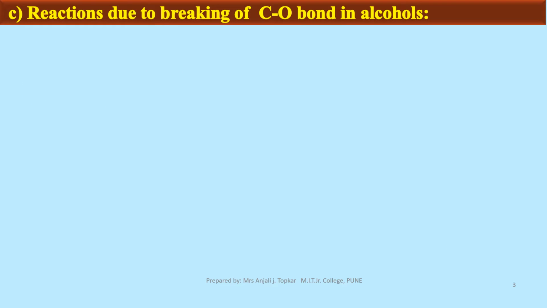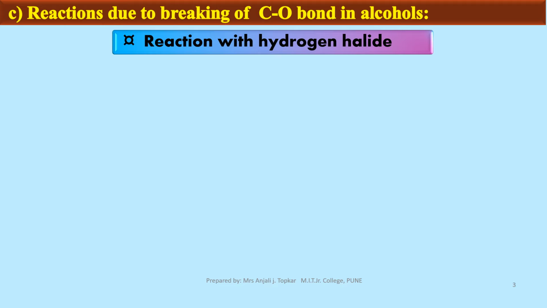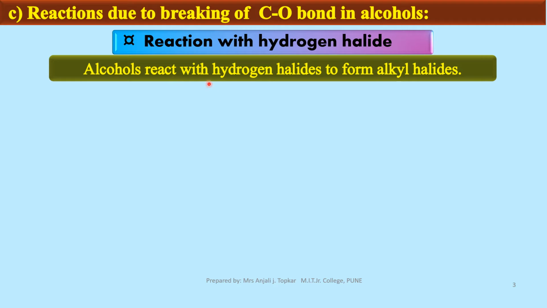Dear students, let's begin with the reactions due to breaking of C-O bond in alcohols. We are going to see here reaction with hydrogen halide. Alcohols react with hydrogen halides to form alkyl halides. ROH is the general formula of alcohols. When it is treated with HX, that is hydrogen halide, X can be any halide group.